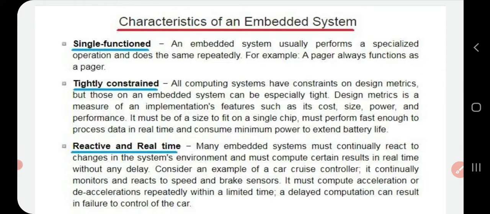Now these are some of the characteristics of an embedded system. It is single functioned, that is, usually it performs a specific or specialized operation, and it does the same thing repeatedly. For example, a pager always functions as a pager.